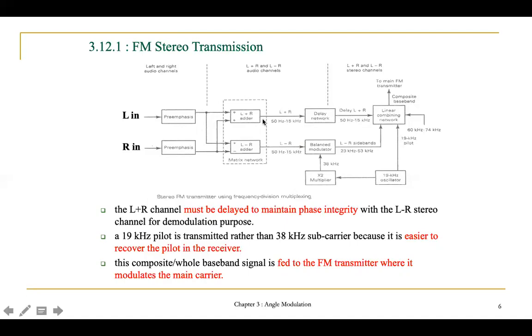And then we have another 19 kilohertz pilot that is transmitted rather than a 38 kilohertz subcarrier because it's easier to recover the pilot in the receiver. So the whole baseband signal is fed to the FM transmitter where it modulates the main carrier.